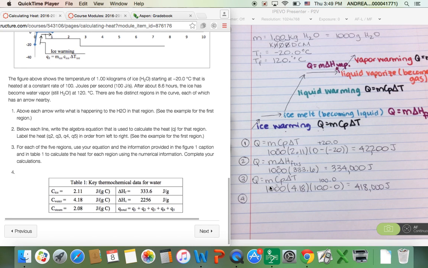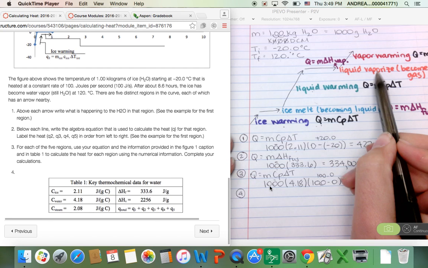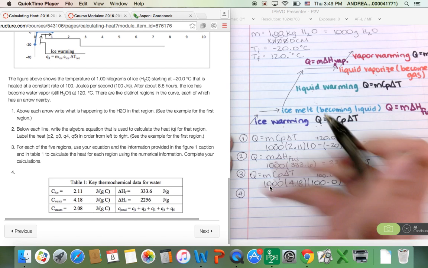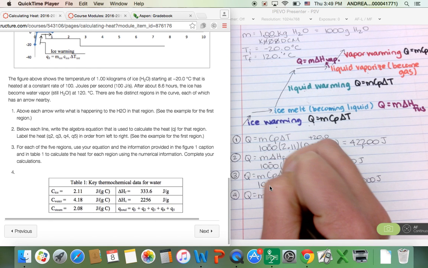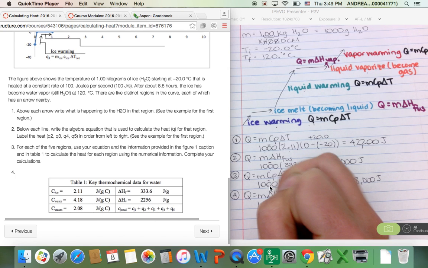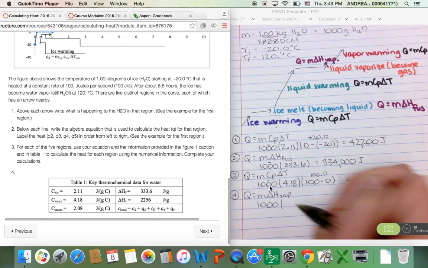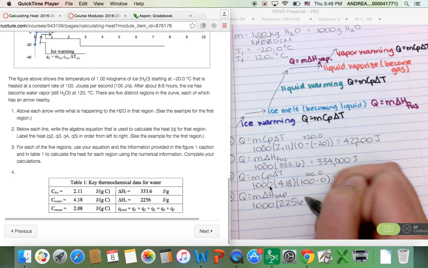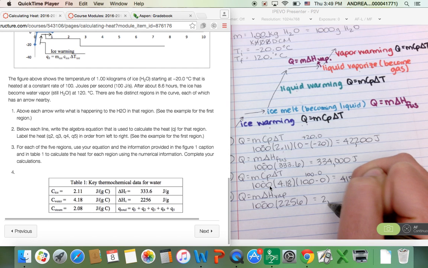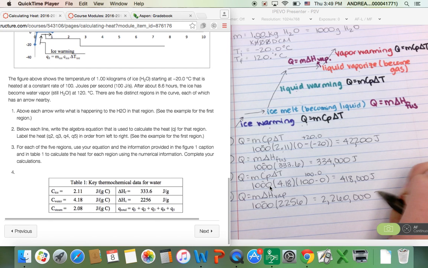At step 4, we're getting almost to the finish line. We're at the liquid vaporizing and becoming a gas. So I'm going to use Q equals mass times delta H of vaporization. My mass is still 1,000, and my heat of vaporization from the table is 2256. To 3 sig figs, my answer should be 2,260,000 joules.